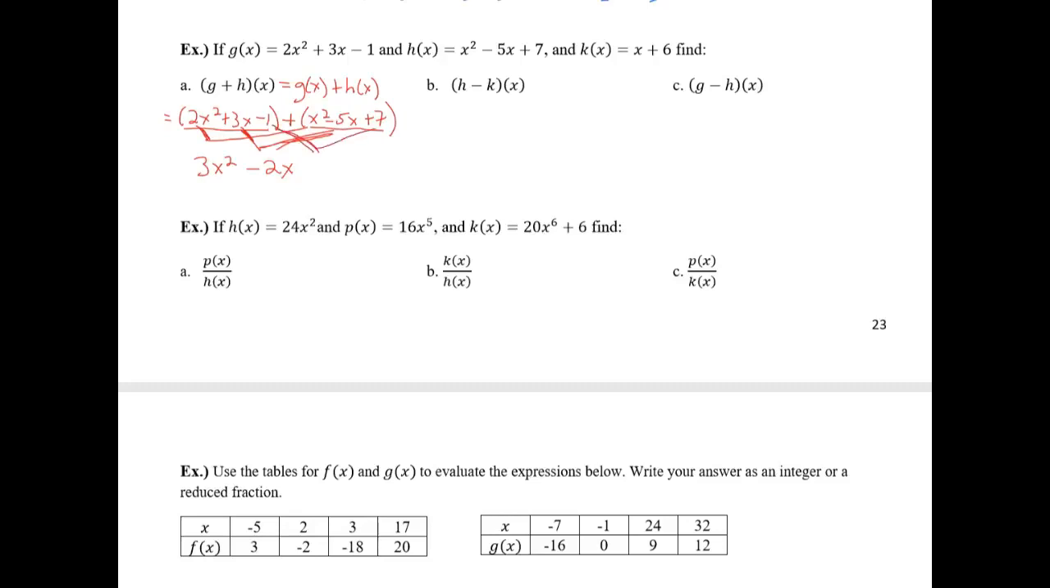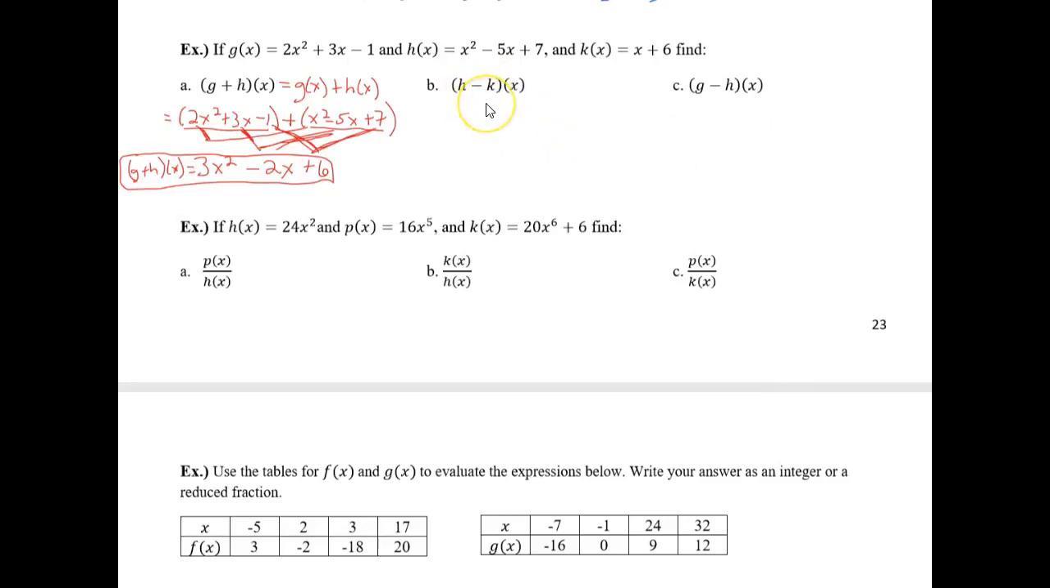Lastly, I can add my constants. So negative 1 plus 7 would give me a positive 6. And overall, that's the final answer, because that's all I can do. So g plus h of x equals all of this. I cannot simplify it any further. I will not get a single number because I don't have a point to evaluate it at.